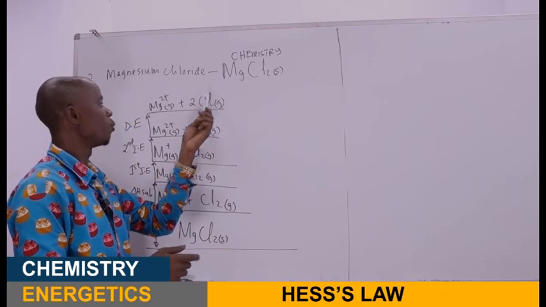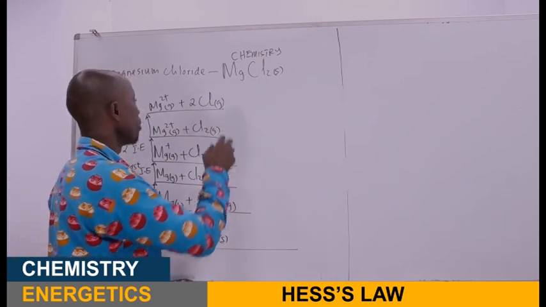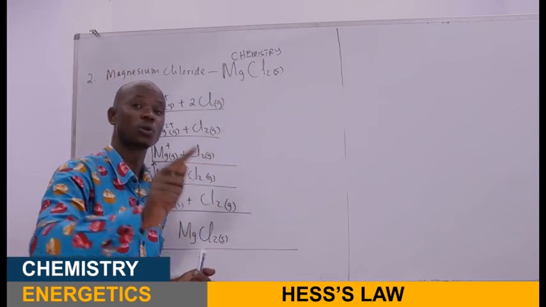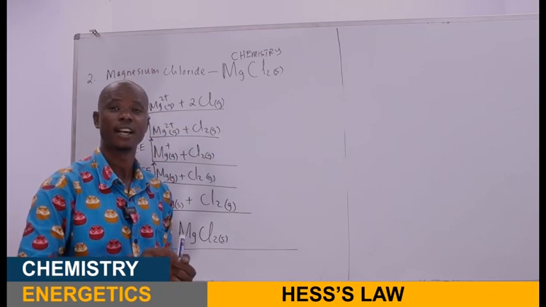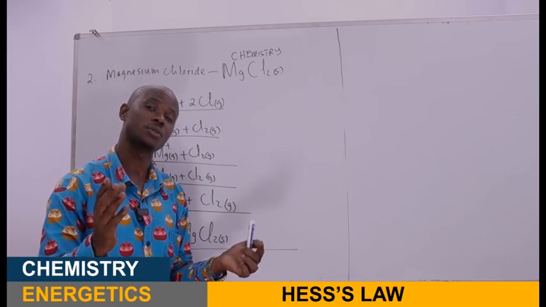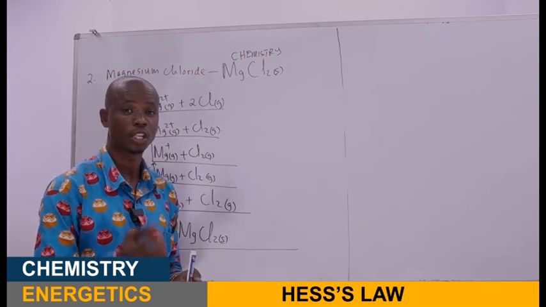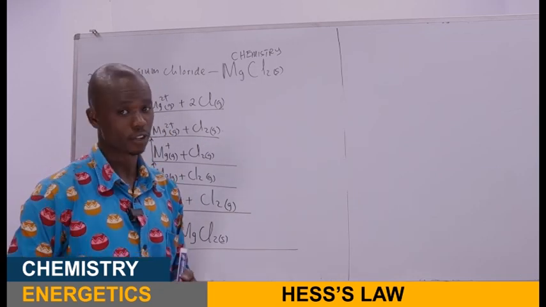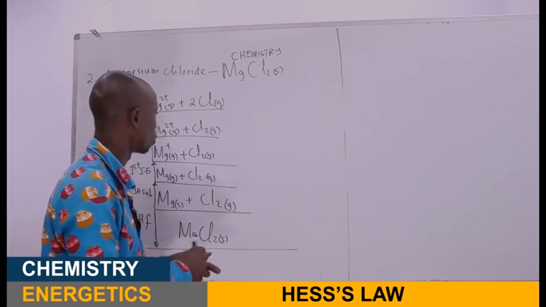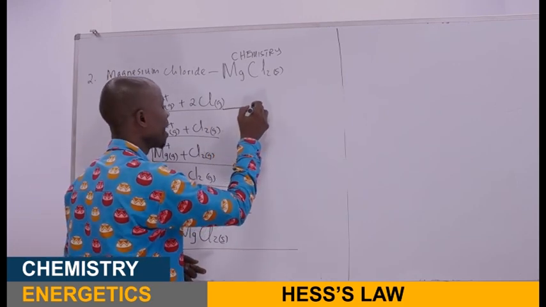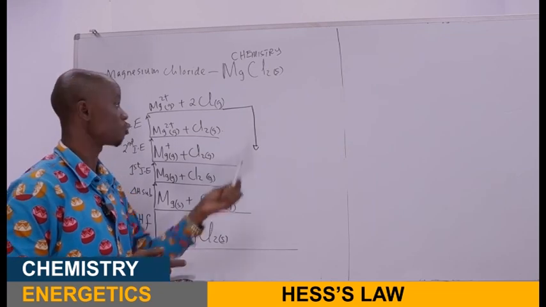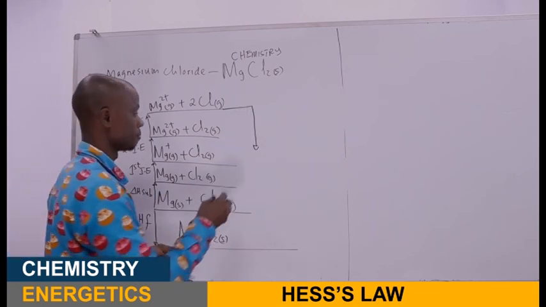Now from there, we have atomized the chlorine atoms. Now we have to form an ion. This chlorine atom, because it is a nonmetal, gains electrons. But how many electrons can be gained by a chlorine atom? It is only 1, for it to acquire the stable noble gas configuration. So gaining 1 electron is purely an exothermic process. That's why the arrow points downward.